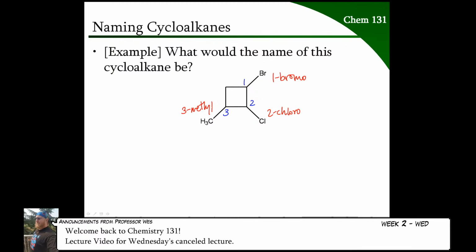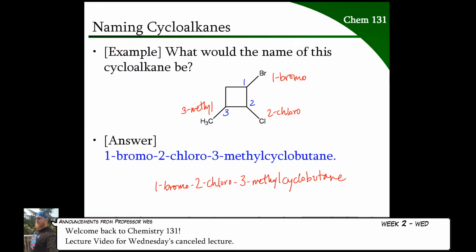And so this would be... Those are already in alphabetical order. So I'll write the name down here. 1 bromo, 2 chloro, 3-methyl, and then this is cyclobutane. There you go.